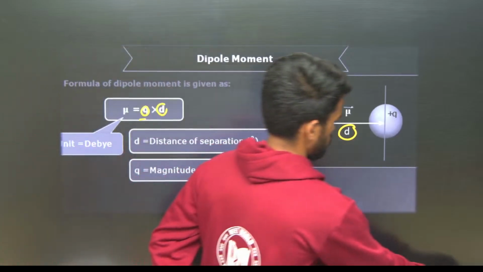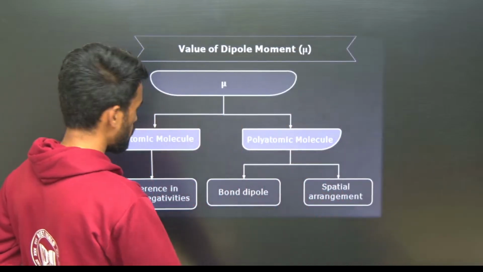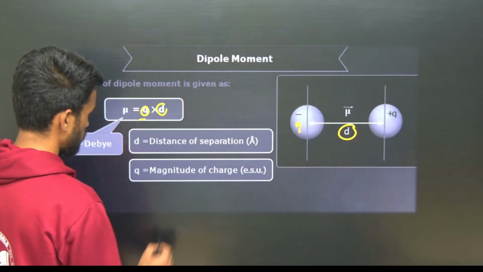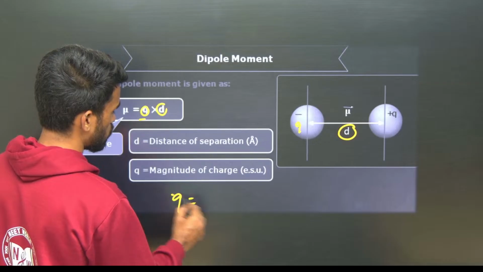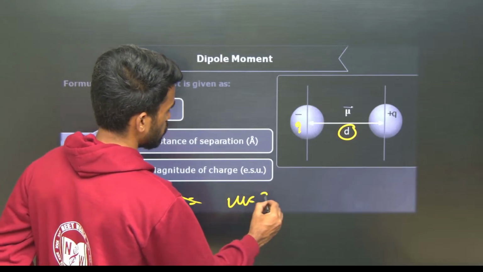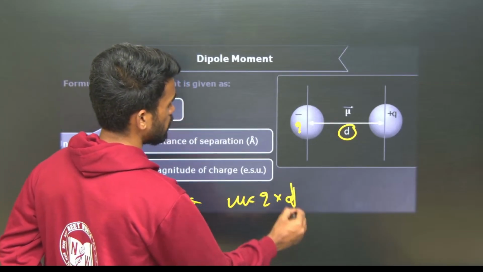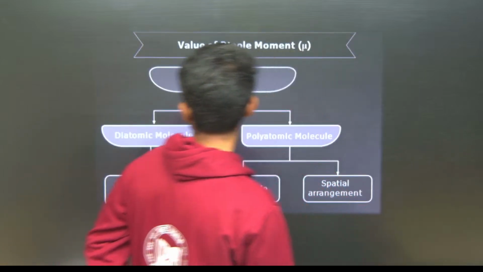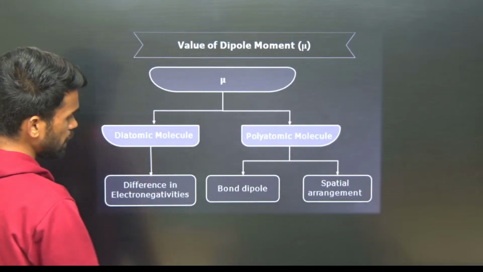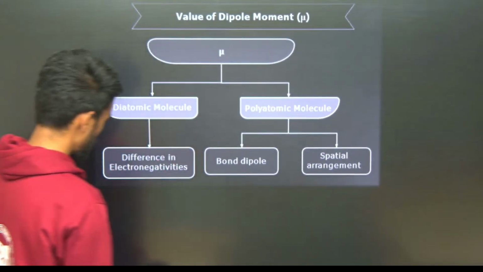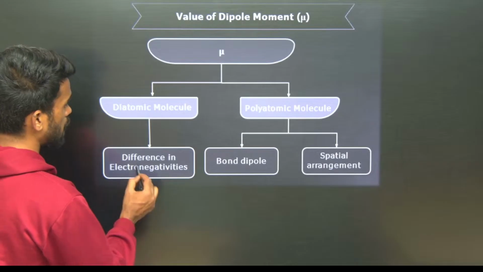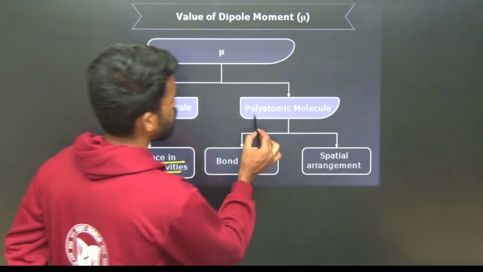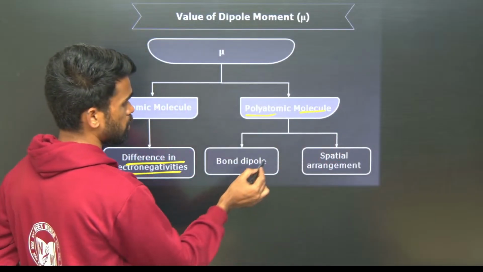Now dipole moment is a vector quantity. What I am saying, dipole moment is a vector quantity. So mu equals q into d. It's a vector quantity, you just remember, we will discuss some questions on that. Now in case of diatomic molecules, dipole moment depends upon the electronegativity difference between the atoms. In case of polyatomic molecules, it depends upon bond dipole.